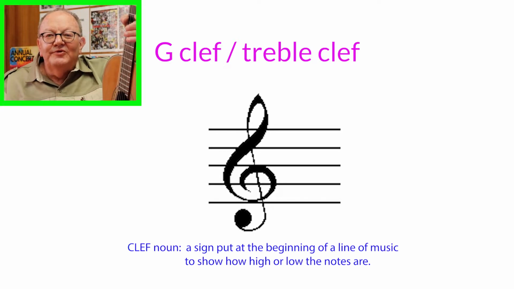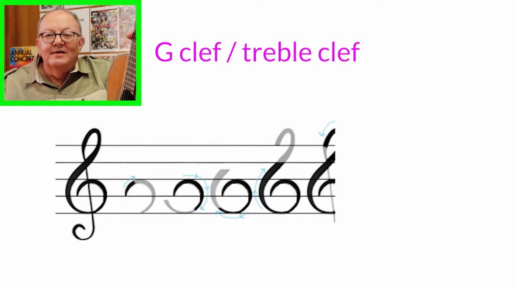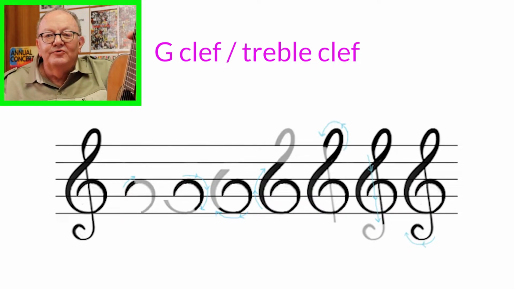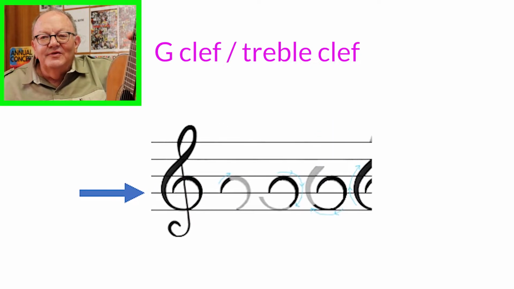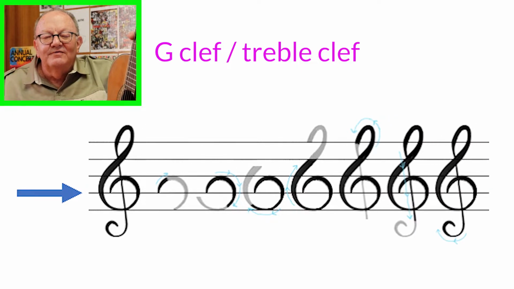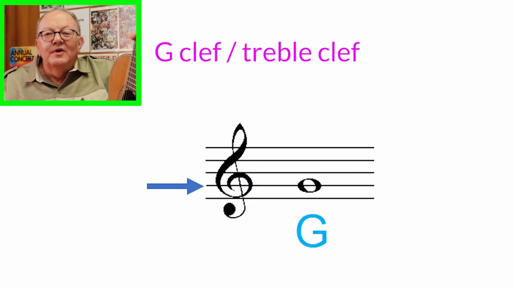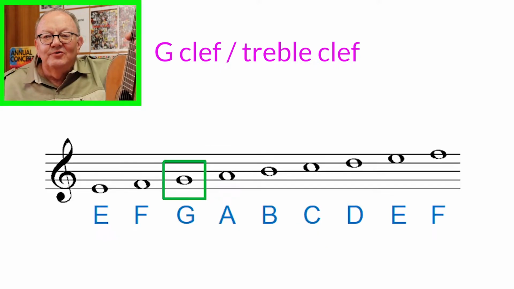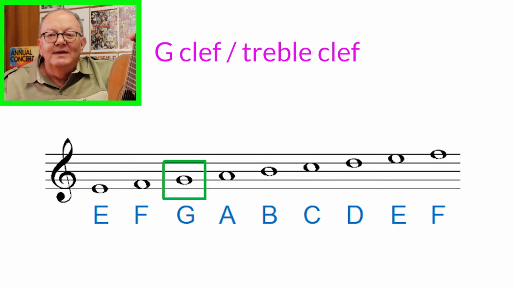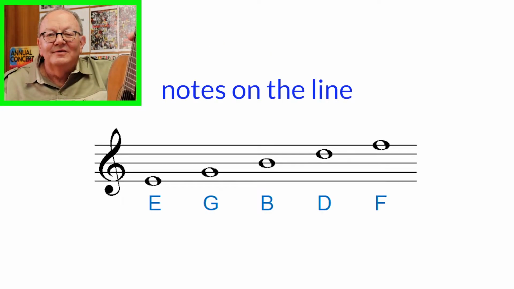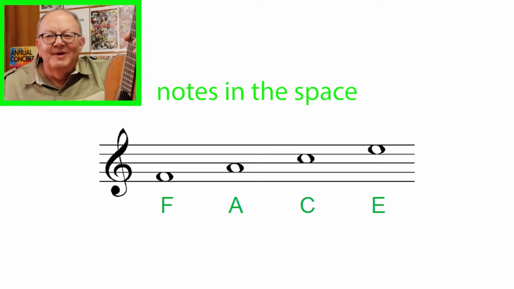For guitar music, this sign is always used. Practice drawing this sign. It is known as the G or treble clef. Can you see that the sign fixes the second line from the bottom as G? So the note on this line is G. Once you know where G is, you can work out the names of the other notes. To identify notes quickly, they can be divided into 2 groups, those on the lines and those in the spaces.